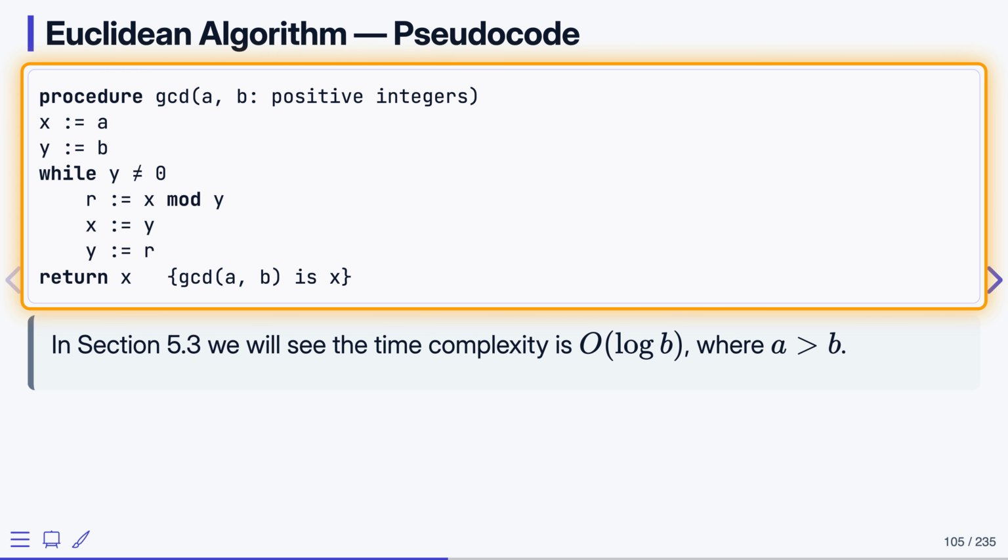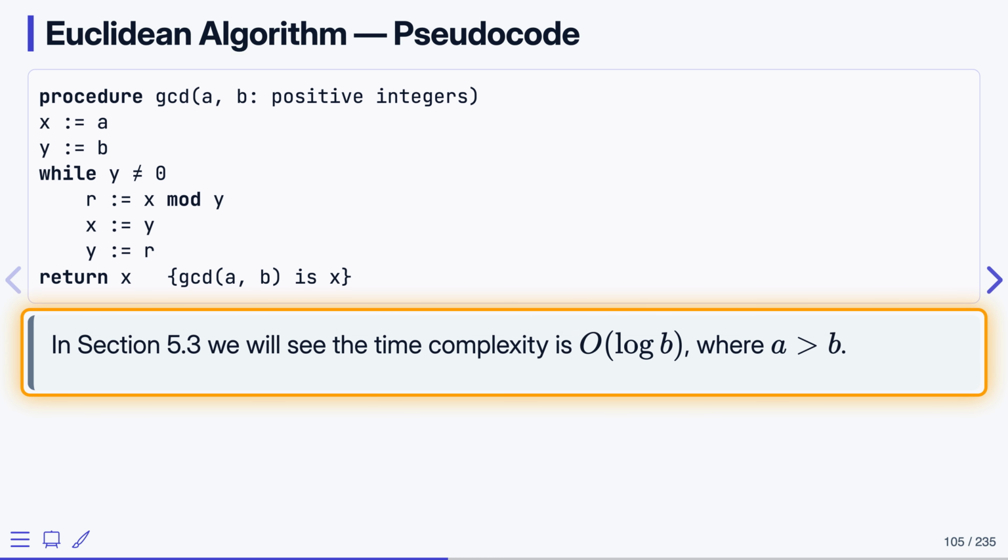This is the same algorithm written as pseudocode. We start with x equal to A, and y equal to B, then we loop while y is not 0. Inside the loop, we set r to x mod y, which is the remainder when x is divided by y, then we shift down. x takes the old value of y, and y takes the value of r. We repeat until y becomes 0, and then we return x. This method is very fast. The running time is big O of log b, where a is larger than b. Even for huge numbers, it finishes in very few steps.